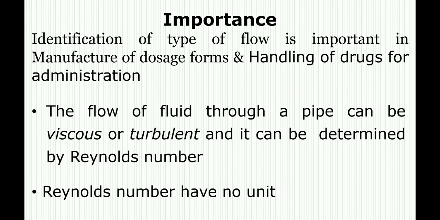The flow of fluid through a pipe can be viscous or turbulent, and it can be determined by Reynolds number. Reynolds number has no unit. Why does Reynolds number have no unit? Because when we calculate the equation for Reynolds number, the units of the upper portion and lower portion get cancelled out. So Reynolds number has no unit.